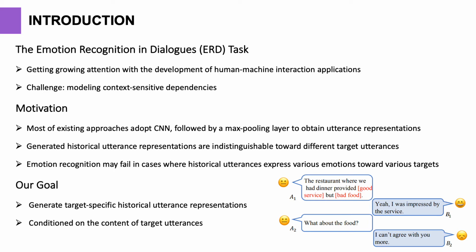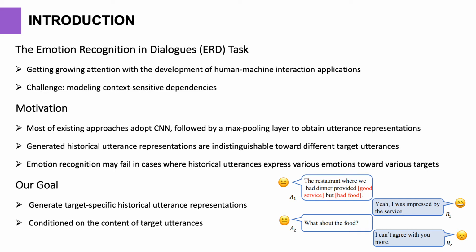Most existing approaches adopt a convolutional neural network followed by a max pooling layer to obtain utterance representations. The process proceeds without the guidance of the target utterance. These generated historical utterance representations are indistinguishable toward different target utterances.